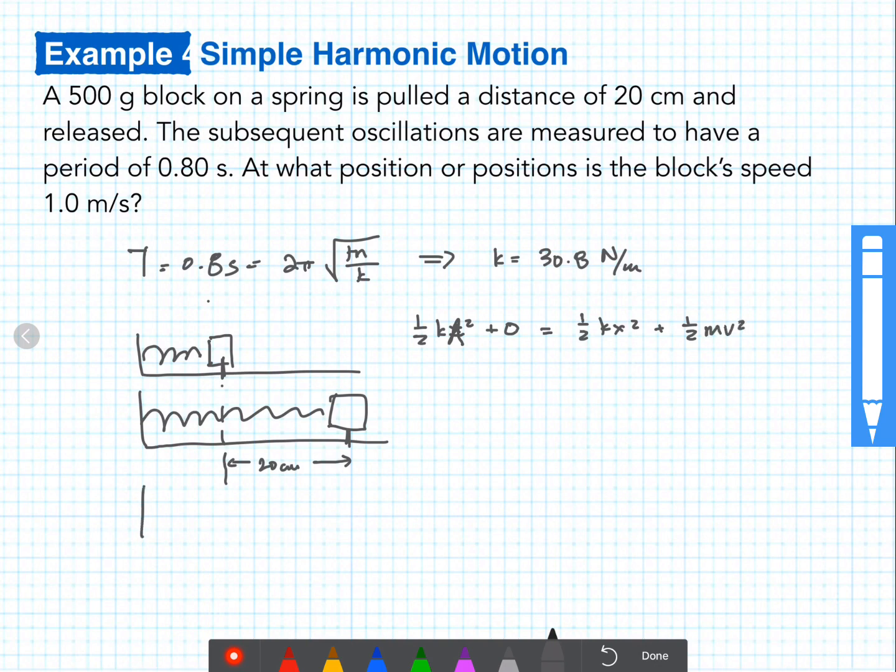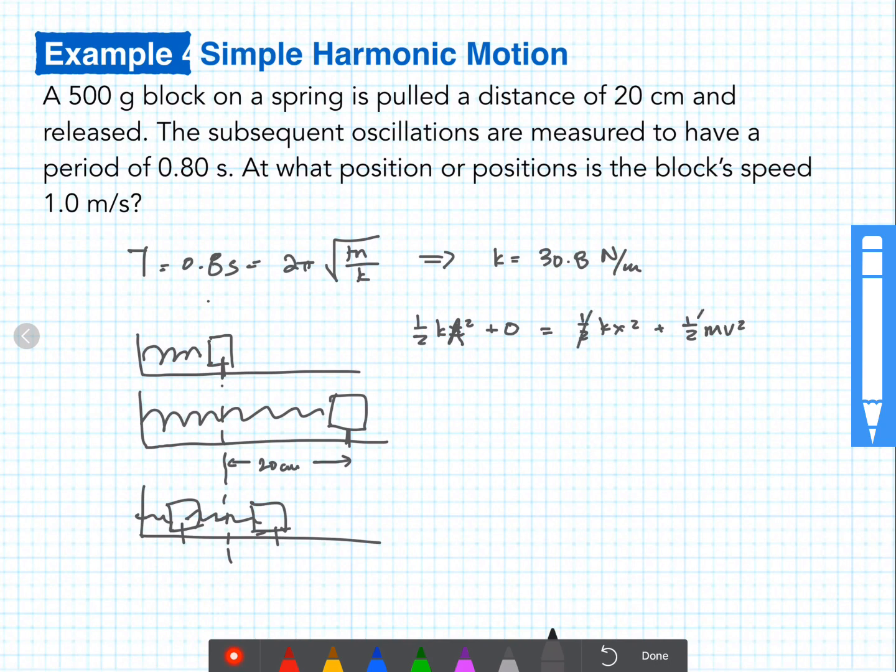because at some later time it's going to be either here or here, away from equilibrium. Because we want it to be going 1 meter per second, so it's either gone past or it's gone back. So we just want to figure out the positions, and we know there should be 2 positions where it has the same speed, because we don't care about the direction of the velocity. So we set this up.